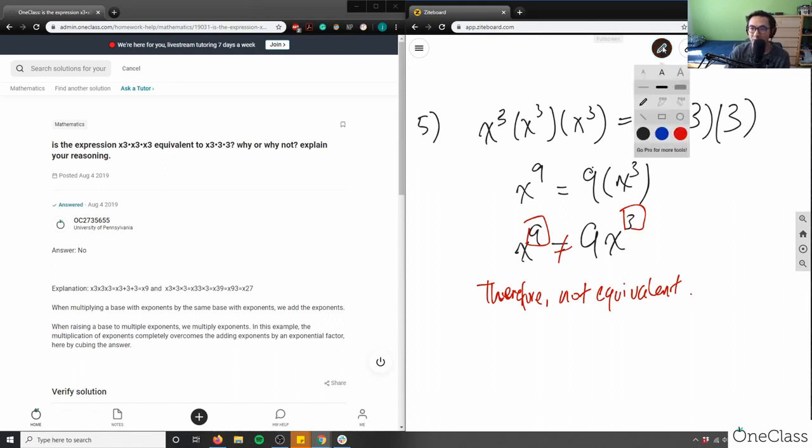And what we can do is actually plug that in, right? For example, we can check this by saying, what if x equals 1? So we can do x to the power of 9 equals 9x to the power of 3.